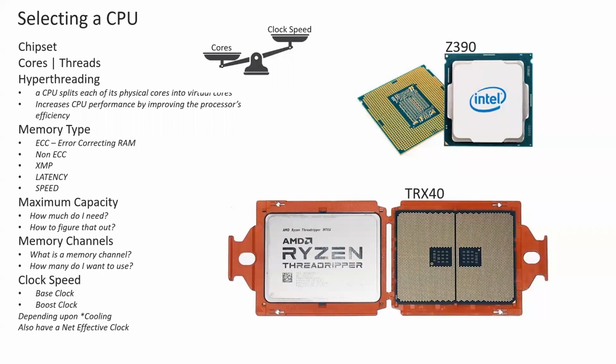With non-error correcting RAM, which we use in our i9 systems, you can have XMP, which is extreme memory profiles. It's where you go a lot faster. Okay, maximum capacity, which will be dictated by a chipset, it is going to be the maximum capacity you have.